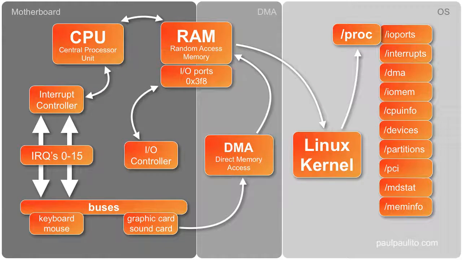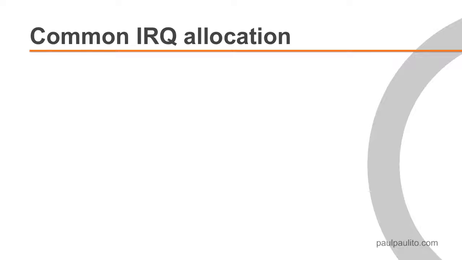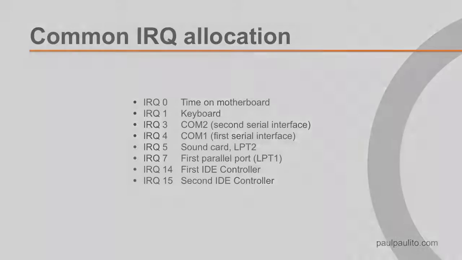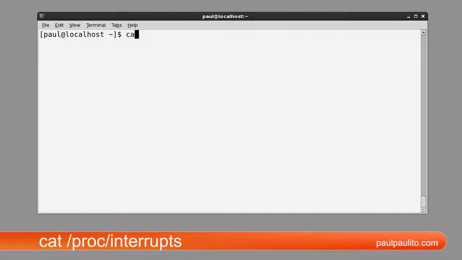Some IRQs are allocated by the hardware itself. Here's a list of a common IRQ allocation. You can find information about all IRQs currently in use from within the /proc directory with the command cat /proc/interrupts.